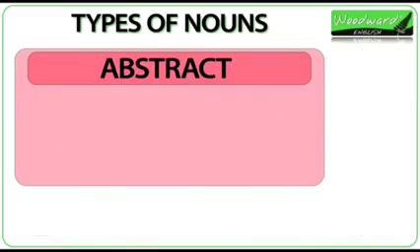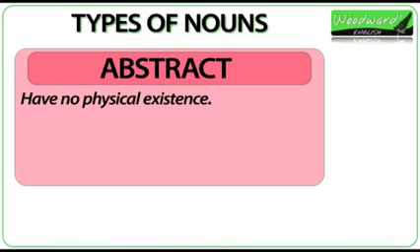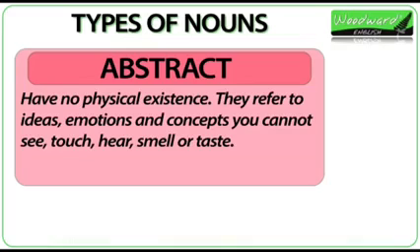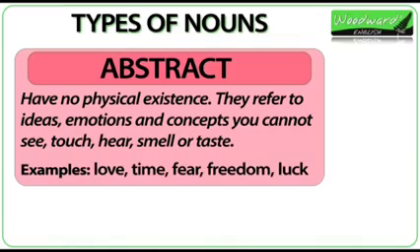Abstract nouns. Abstract nouns are the opposite of concrete nouns. Abstract nouns are nouns that have no physical existence. They refer to ideas, feelings, and emotions or concepts, so you cannot see, touch, hear, smell, or taste an abstract noun. Some examples of abstract nouns are love, time, fear, freedom, and luck.